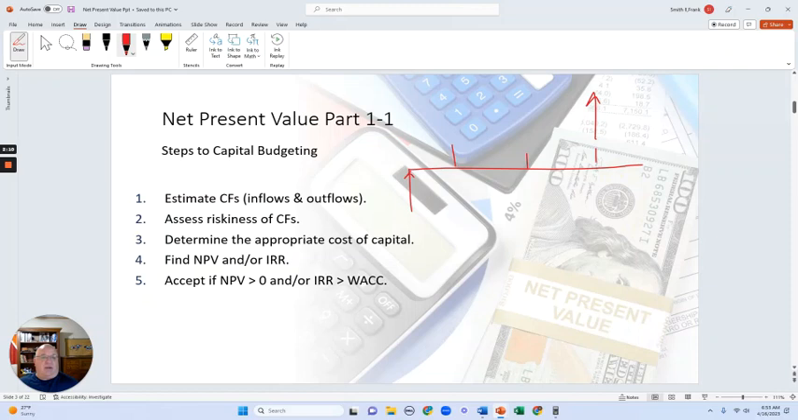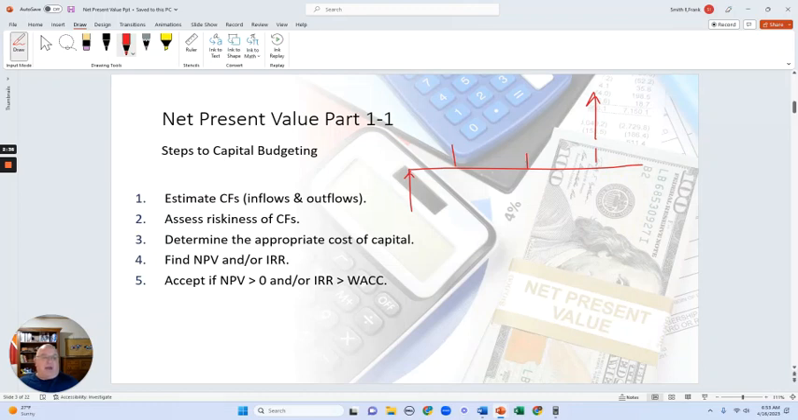We'll talk about how you calculate each of these, and how you put them together, in part two of net present value. But we're going to estimate the inflows and outflows. We're going to assess the riskiness of them, determine whether this is a normal, a less risky, or a more risky part of the project. Look at the appropriate cost of capital. In other words, raising the money to invest here is not free. We have to pay a certain return on it, and that's called our cost of capital.